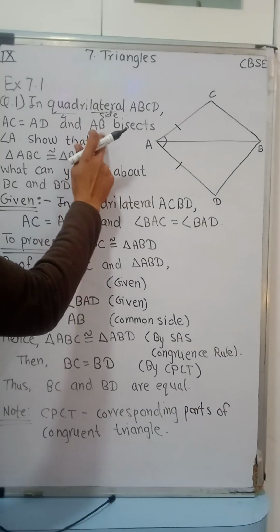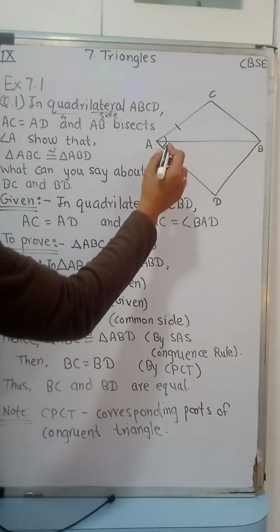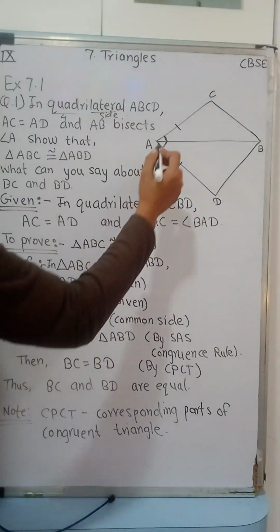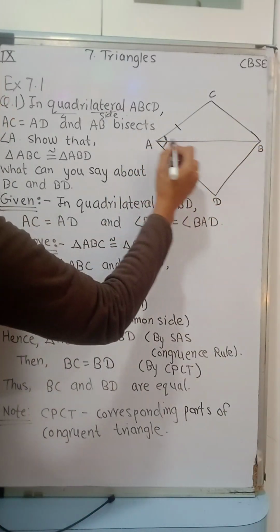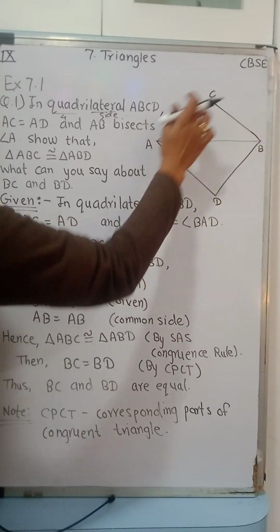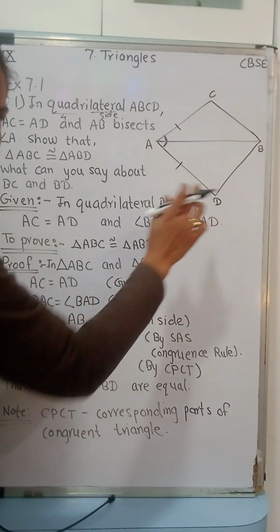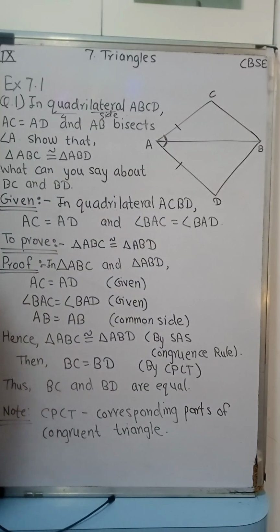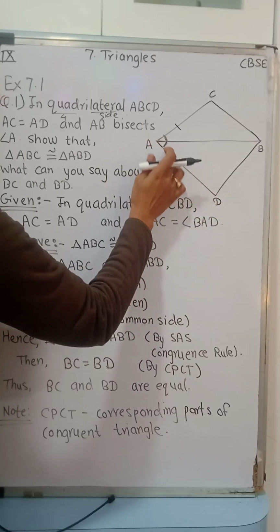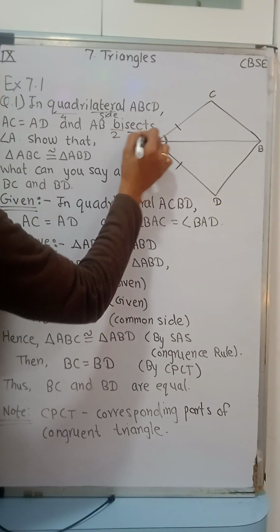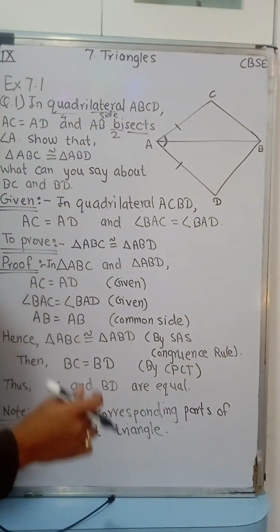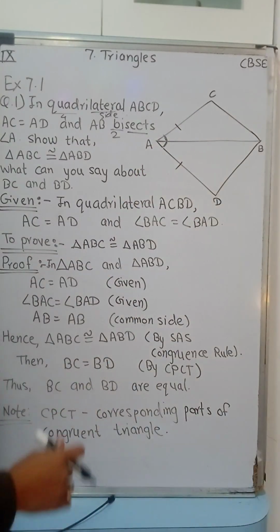And AB bisects the angle A. What does it mean that it bisects angle A? This angle is the same as this angle. AB bisects angle A, so angle BAC is the same as angle BAD. Understood, everyone? Bisect: bi means 2, sect means section. It divides into two equal parts.